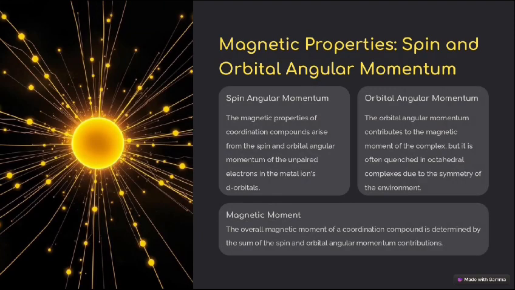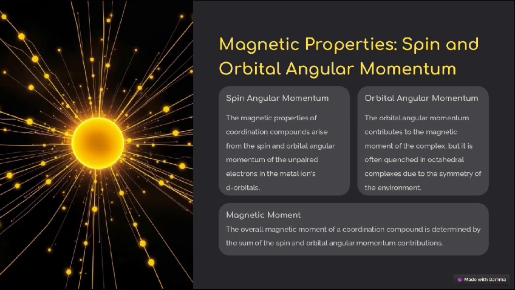Magnetic properties, spin and orbital angular momentum. Spin angular momentum: the magnetic properties of coordination compounds arise from the spin and orbital angular momentum of the unpaired electrons in the metal ion's d orbitals. Orbital angular momentum.